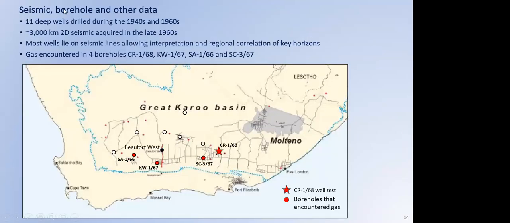Stepping back into data, there's 11 deep wells that have been drilled. Pretty much the focus was in the 60s, and there's about 3,000 kilometers of 2D seismics also acquired in the 60s. I must say the good thing is most of these wells lie on seismic. I'll show you just now, so we can interpret key horizons. Gas was encountered in 4 of those wells, and I've put them there in red circles, and then there was a test done in Cranemere as well.